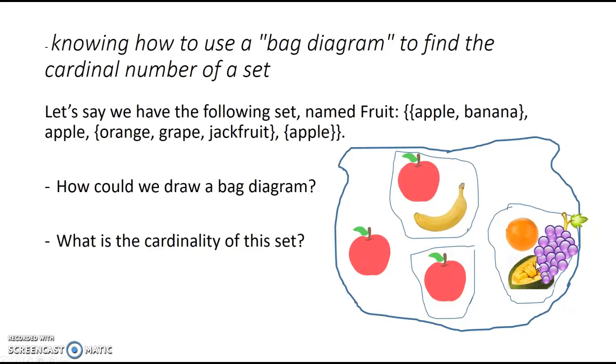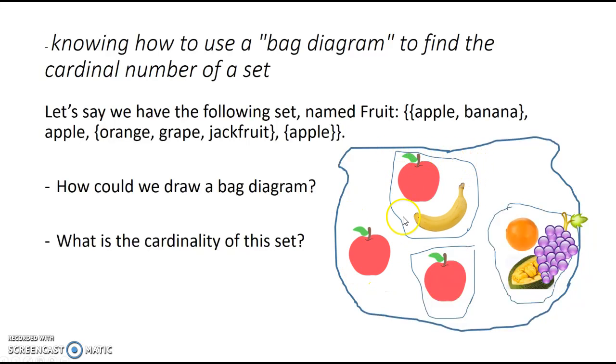So what's the cardinality of the set? The bag diagram can help us with cardinality. Cardinality just means how many elements are in the set. What you don't want to do here is count, okay, we have apple, banana, orange, grape, jackfruit, so we have 5 things. That's not what you want to do. You want to look at the items as they're separated within the set.